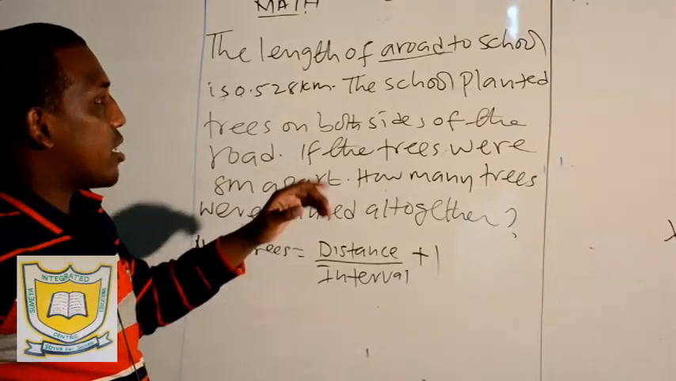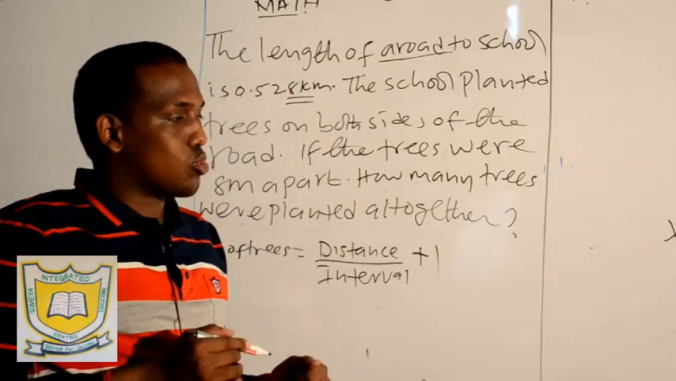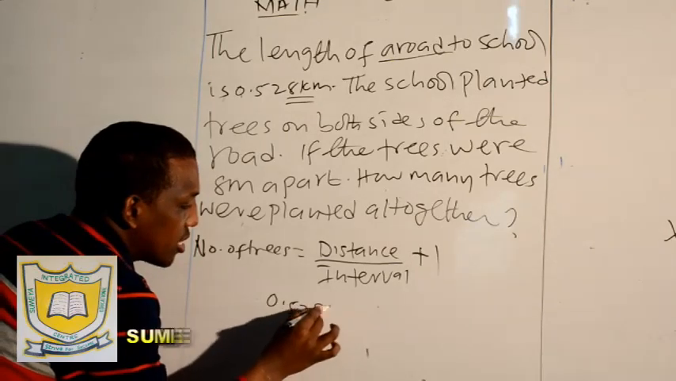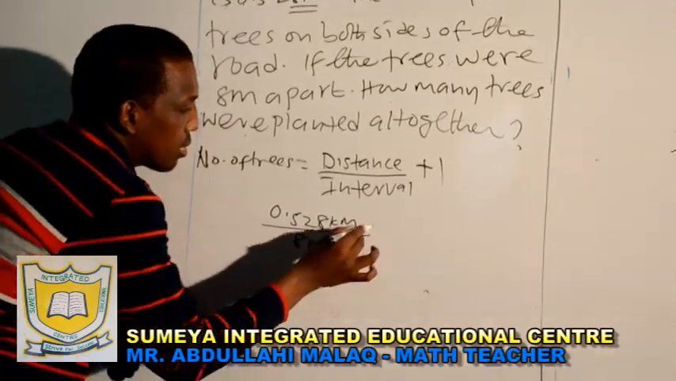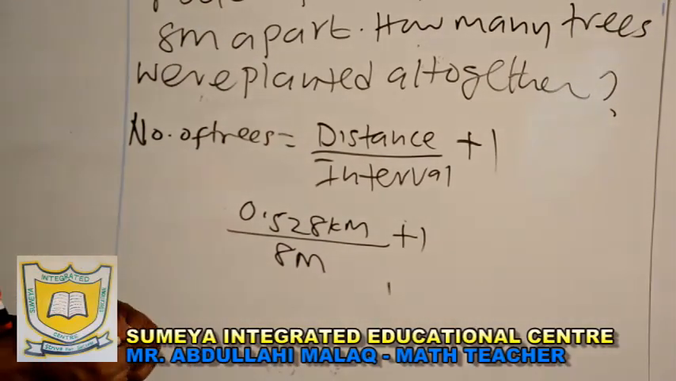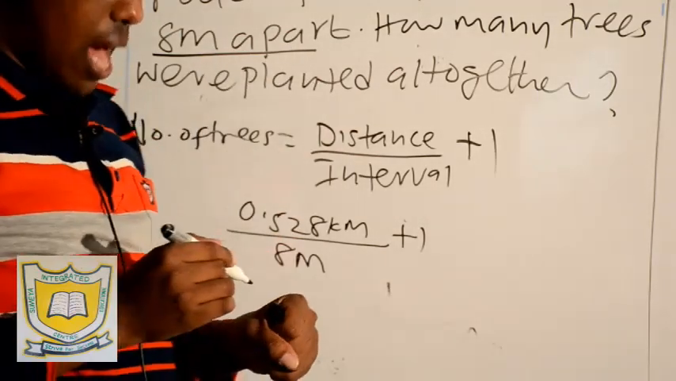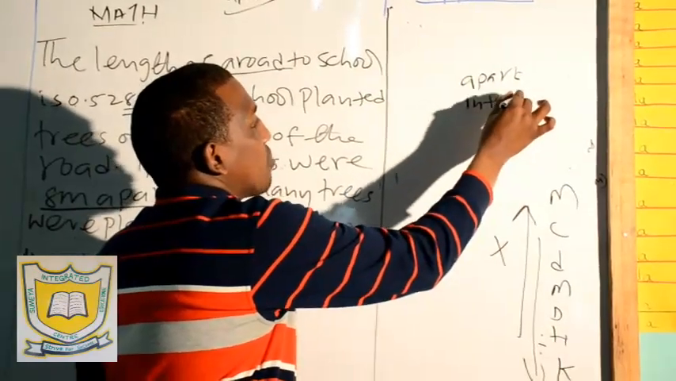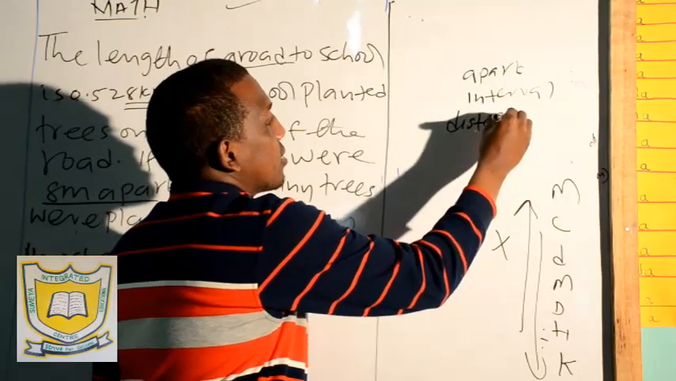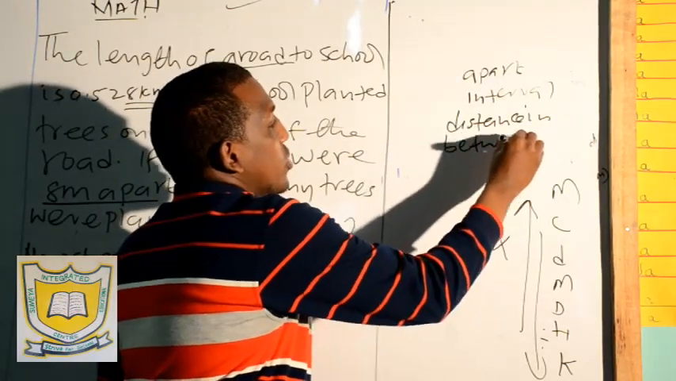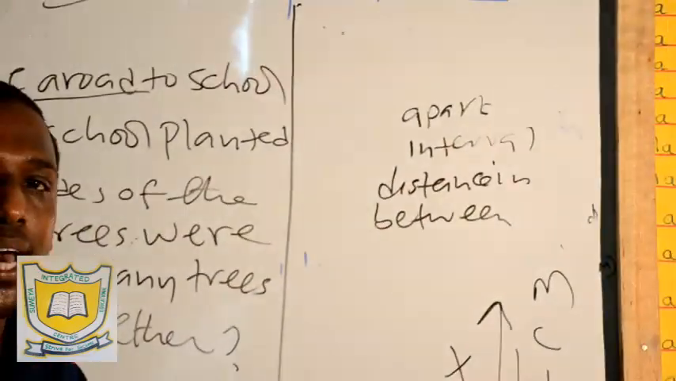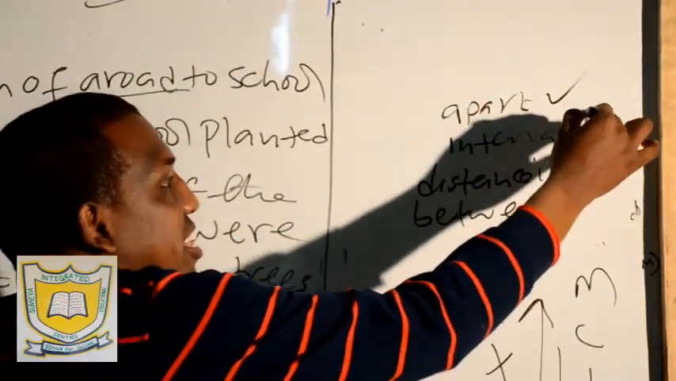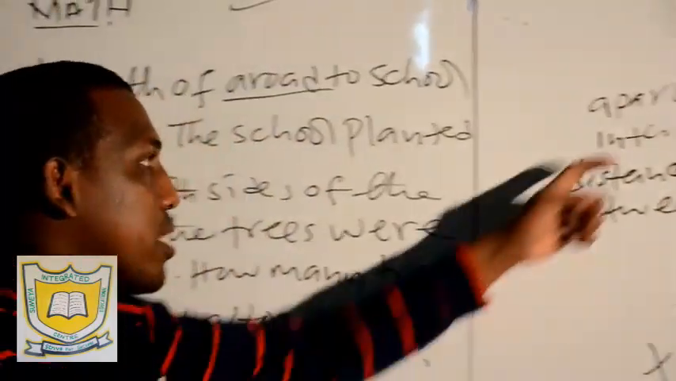Distance is mostly in kilometers or meters. So distance is 0.528 kilometers over interval 8 meters plus one. How do we know the interval? Because they said 8 meters apart. When you hear apart, it is the same as interval, or distance in between. So when they say 8 meters apart, or 8 meter interval, or distance in between is 8 meters, all are the same. Those terms you should know.